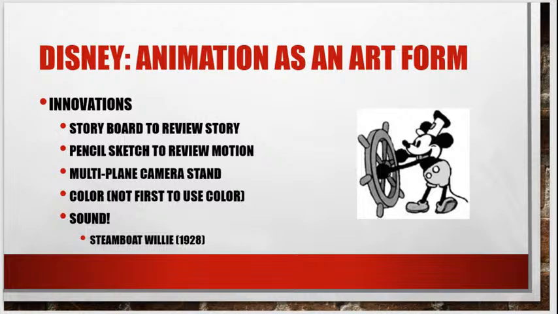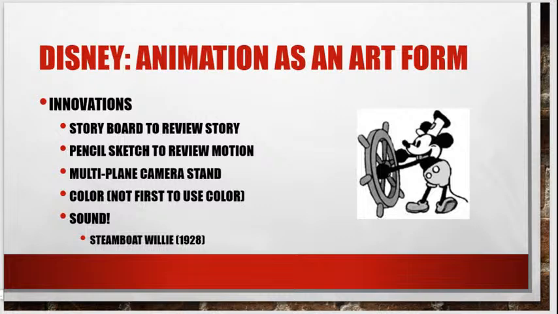There was color in the animation, but Walt Disney Animation were not the first ones to use the color. Some other people used the color as well before the Walt Disney Animation. But sound was used for the first time in the animation known as Steamboat Willie. So if you search for Steamboat Willie on YouTube, you can find this video and you can watch it. This video is one of the first videos. Okay.